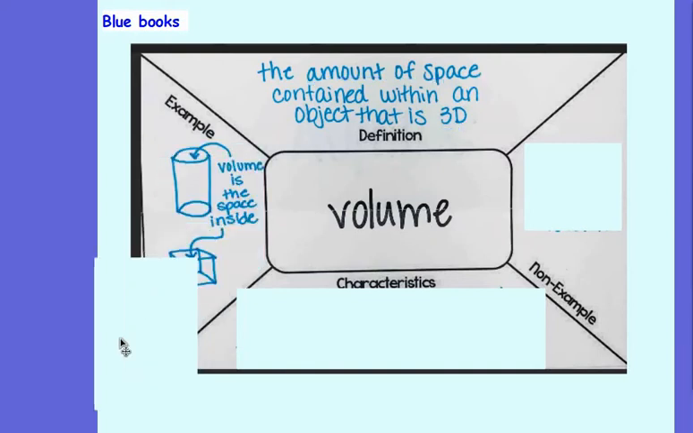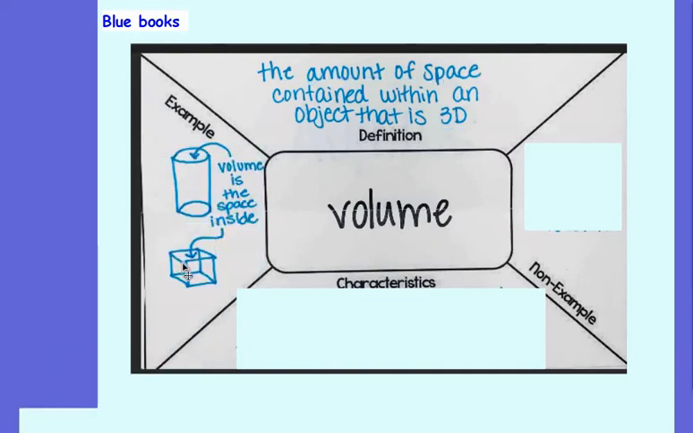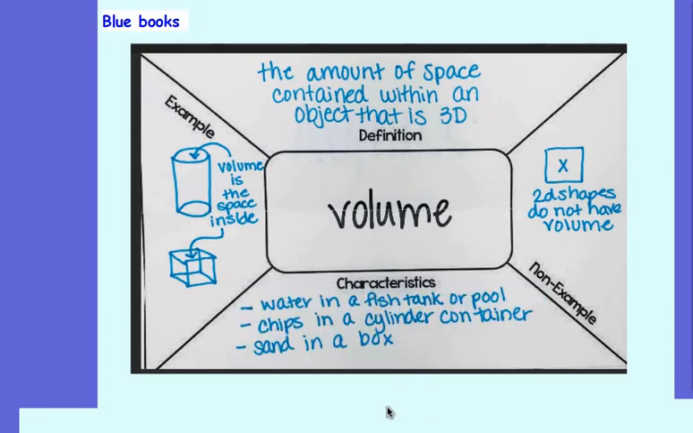I said an example. I drew some examples. I said here's a cylinder, here's a cube, the volume of the space inside those. Non-examples, I drew a square and said 2D shapes do not have volume. And characteristics, I said water in a fish tank, chips in a cylinder container, or sand in a box. Any of those. And we know it's measured in some kind of unit, for example, centimetres cubed. Please make sure you've got these notes in your dark blue books.